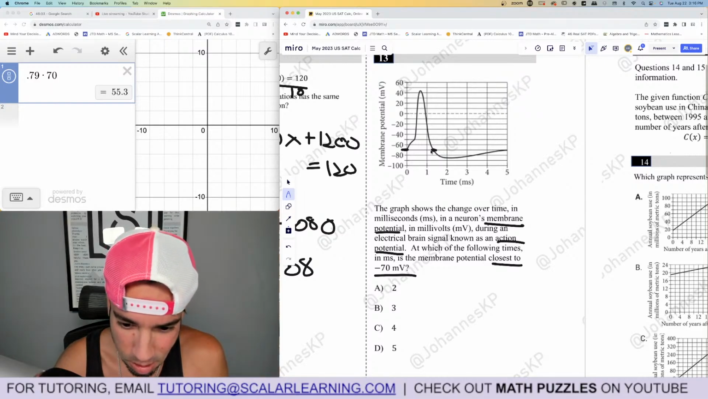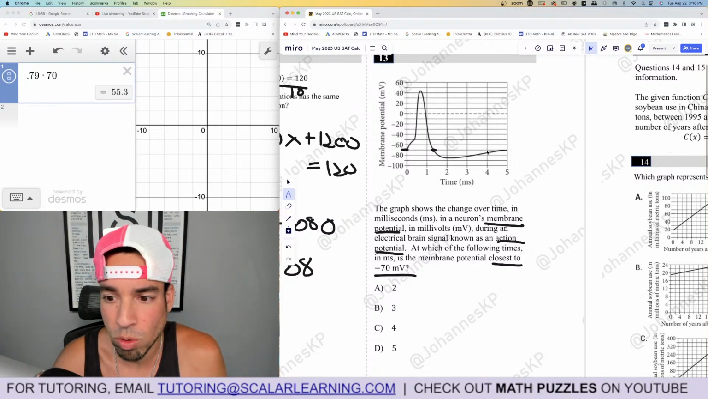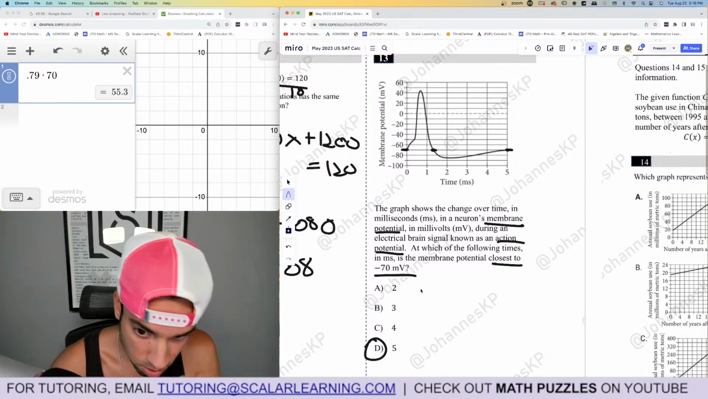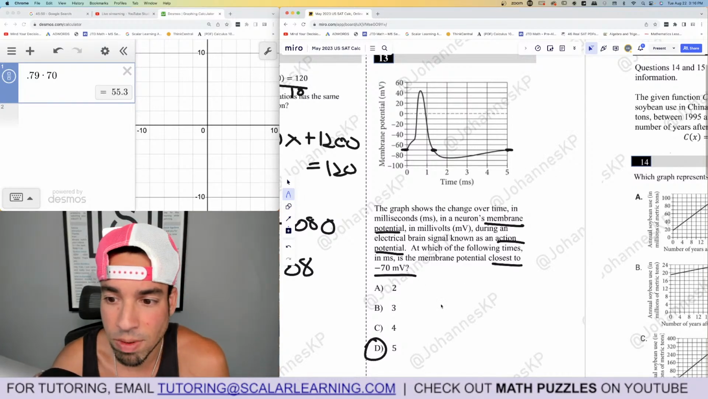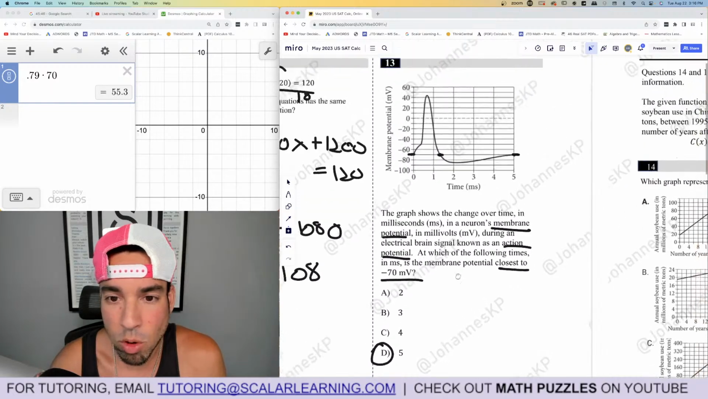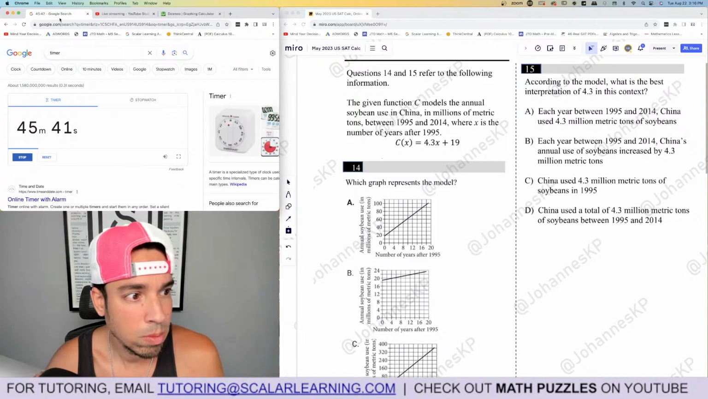What? None of them are that close. Okay, so if we're comparing between 2, 3, 4, and then it goes back up. Duh, it's 5. What am I talking about? Yeah, closest to negative 70, it's 5, because it's right at negative 70 or maybe right below it. Cool. 14. Let's get the timer back up.